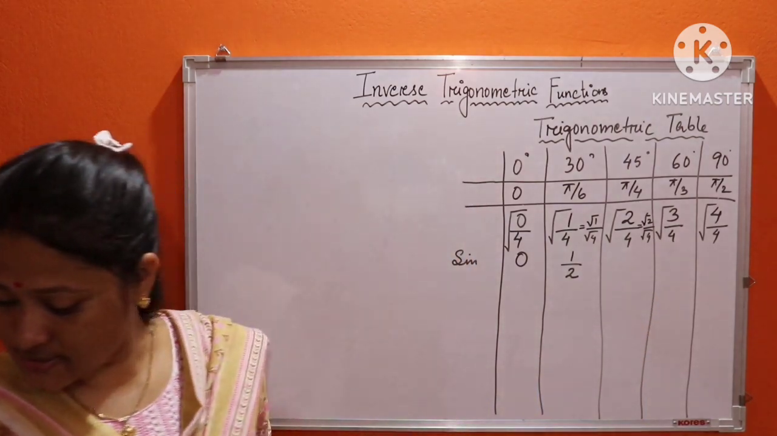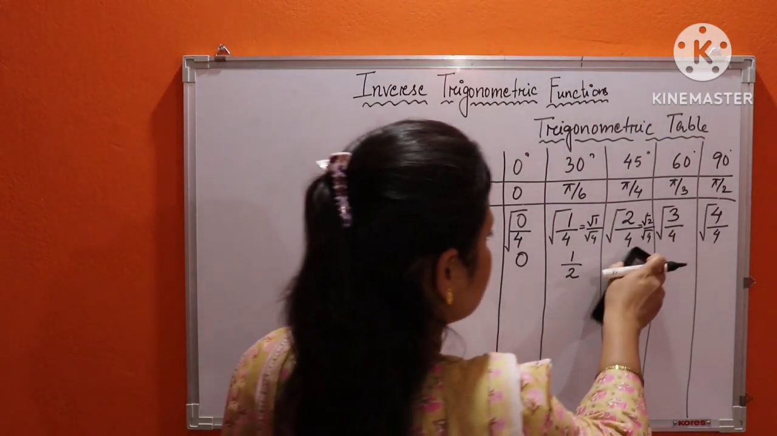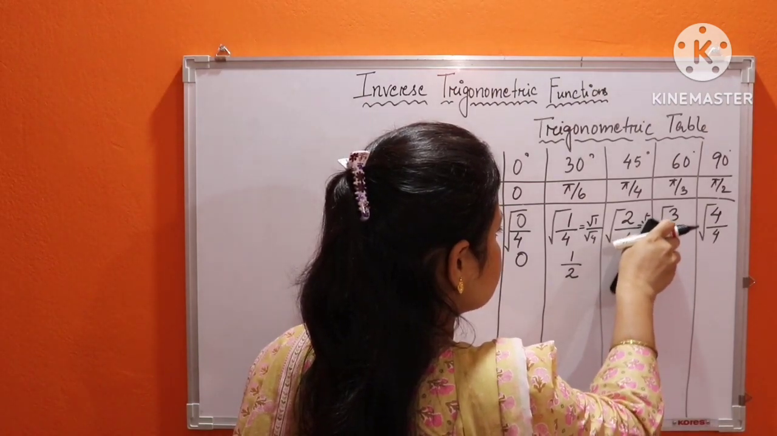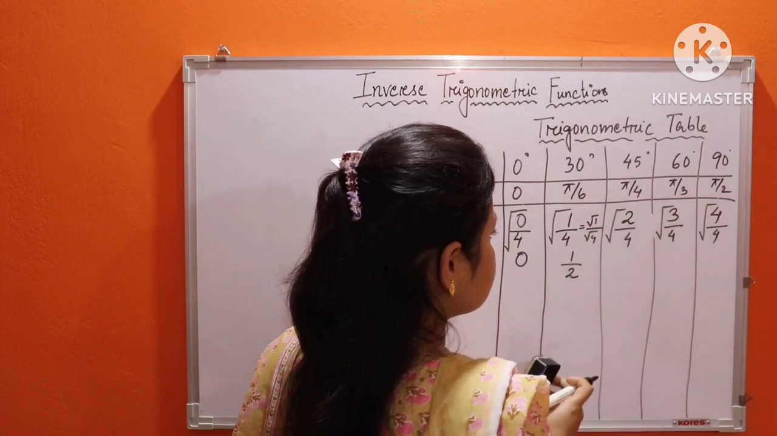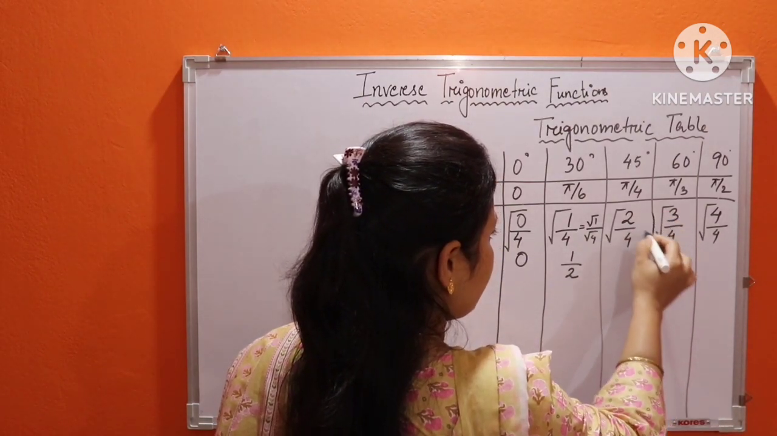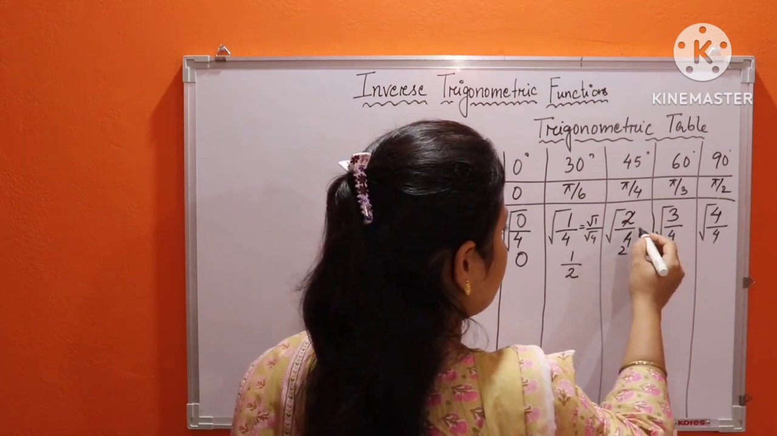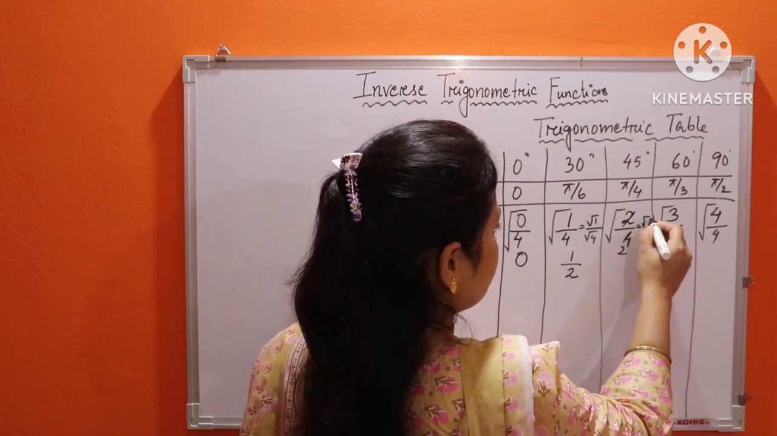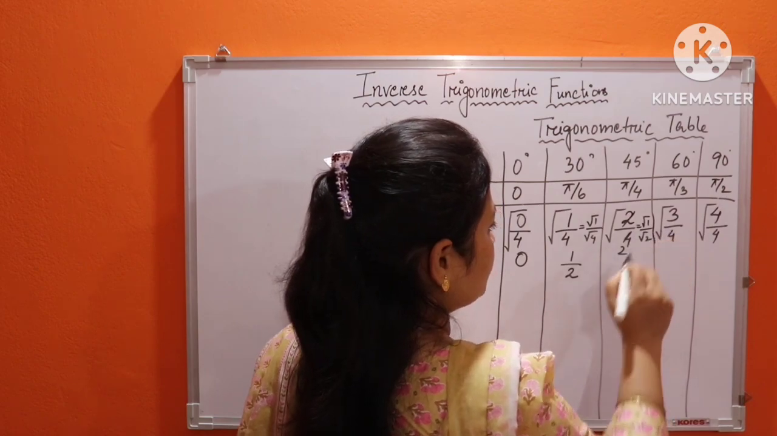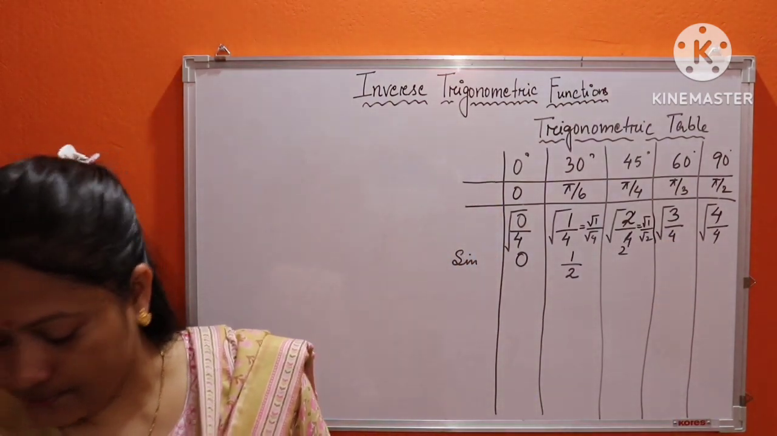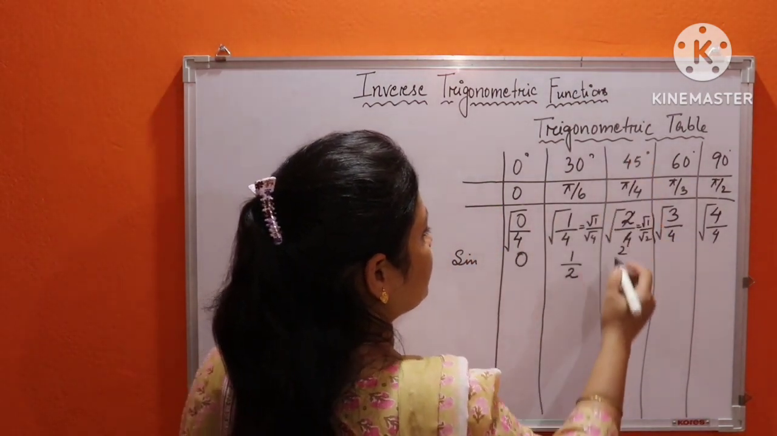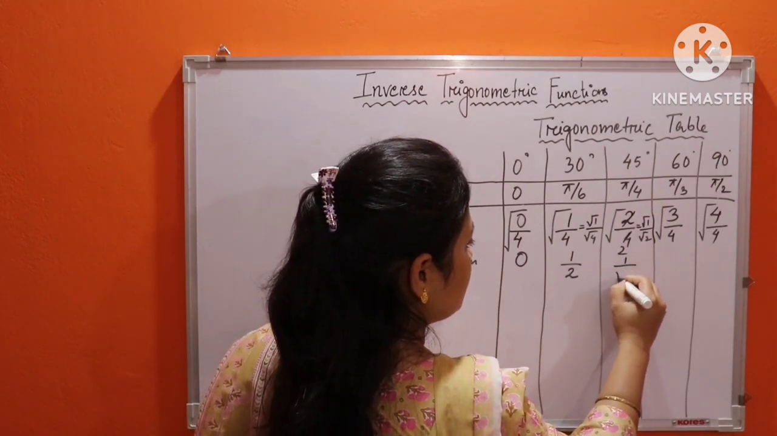Before that I can cancel 2 and 4, isn't it? So if I cancel 2 and 4, I'll get 2 and the 2, 2 2s are 4. That means root over 1 by root over 2. So root over 1 is equal to 1. The value for sine 45 will be 1 by root 2.